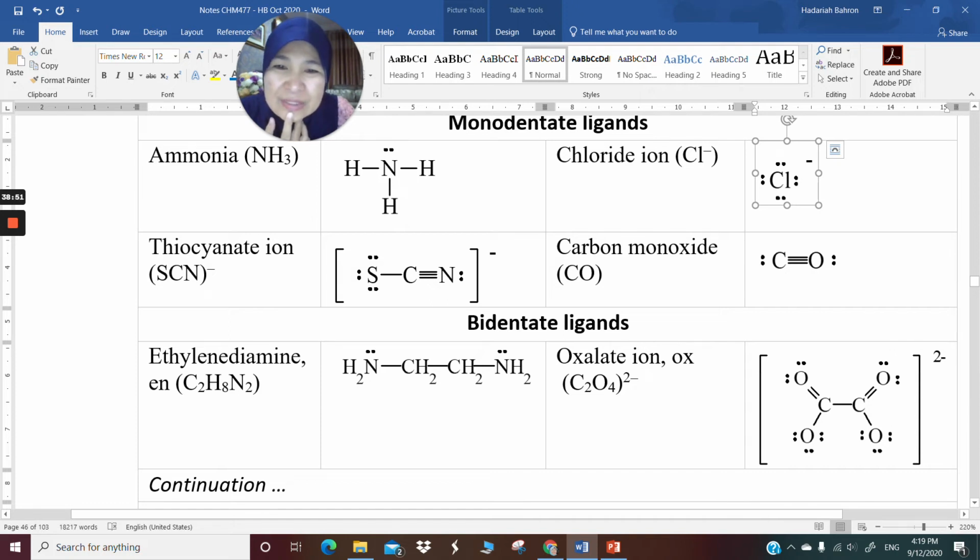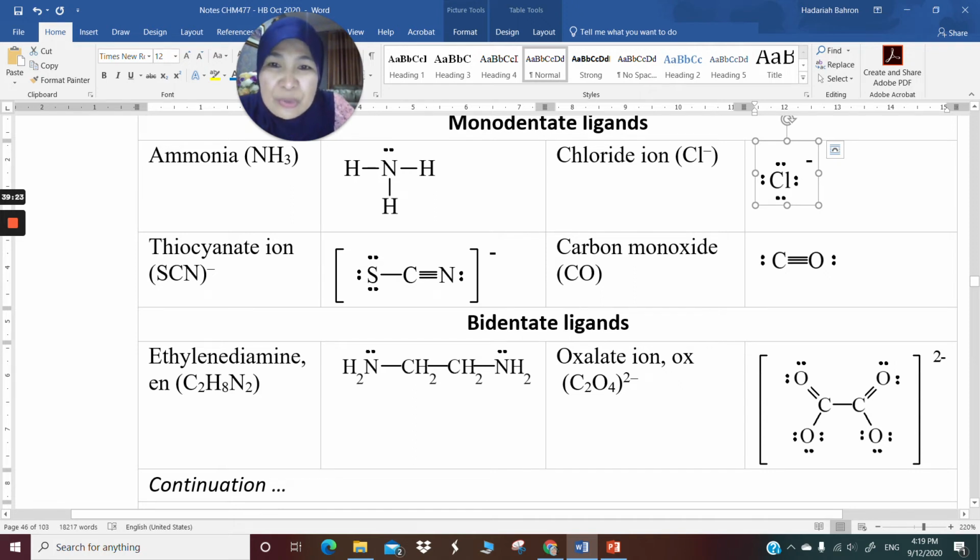Thiocyanate, this is thiocyanate. This is also a monodentate ligand. Sulfur and nitrogen both possess lone pairs of electrons, but the same thiocyanate cannot donate to the same metal from two different donor atoms. It cannot donate from nitrogen as well as sulfur. It can only donate at nitrogen. Carbon monoxide is like this. It can only donate from carbon.